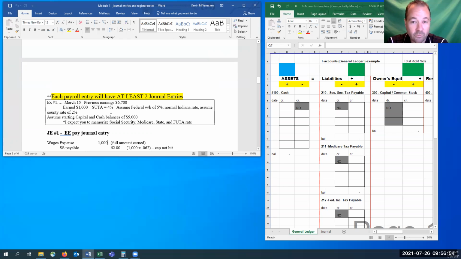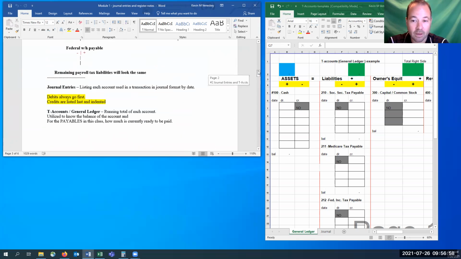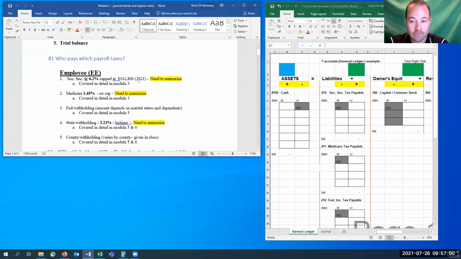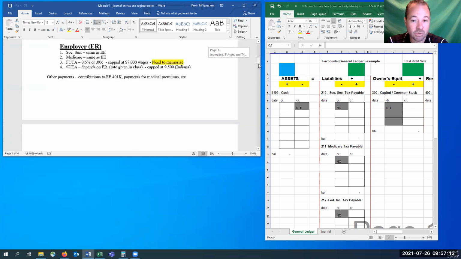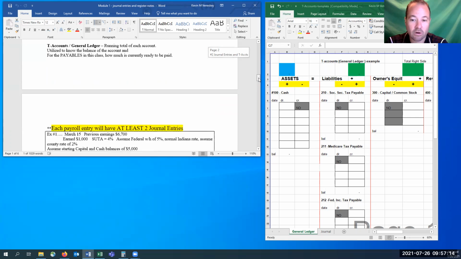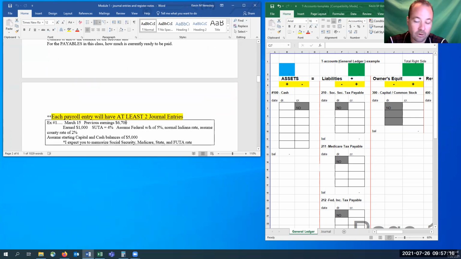So all I need to do first off is figure out, am I over the cap? Okay, let's go back up here. The cap is 142,800. Once the employee hits that, if they ever do for that year, most employees won't, of course. If they do, then they stop paying Social Security. This person is nowhere near that. They've only earned 6,700 so far as of March 15th.